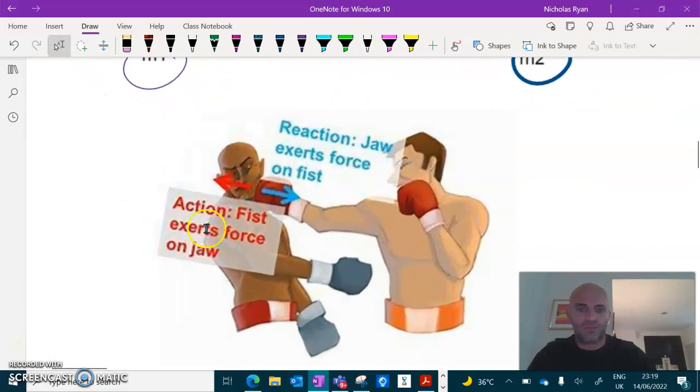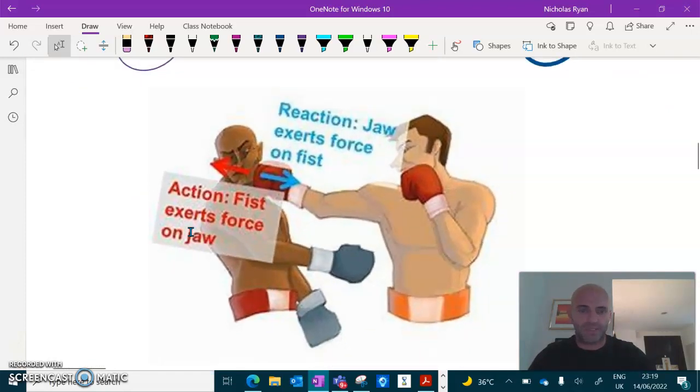Here's the one that's really misconceived altogether. So action is the fist exerts a force on the jaw. Reaction is that the jaw exerts an equal but opposite force on the fist. Okay, and that's the general gist of how these things work.